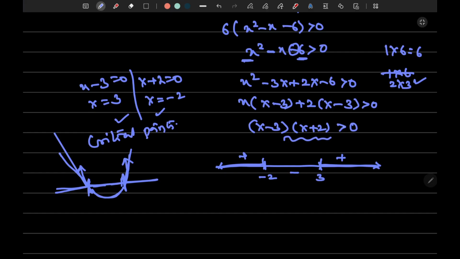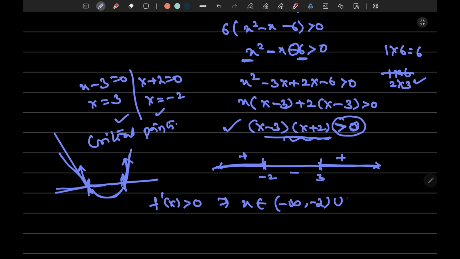What I want here is where the curve is greater than 0. f dash of x is greater than 0. They are asking, this is the curve, f dash of x. Where is the curve greater than 0? The curve is greater than 0 for x belonging to where it is positive. Greater than 0 means positive. Where it is positive: less than minus 2, greater than 3. So x belongs to minus infinity to minus 2, union 3 to infinity.